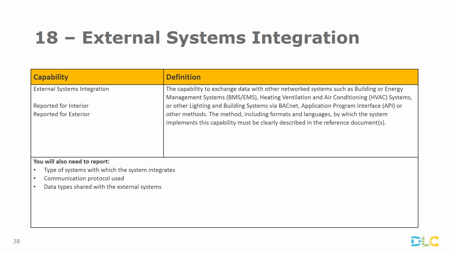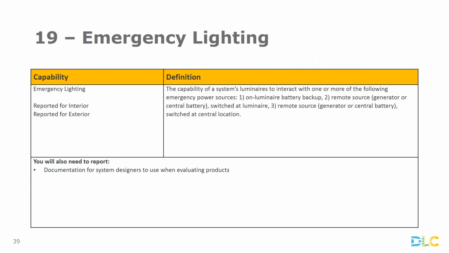If you are going to claim this capability, which is again reported, we ask that you show documentation for how it works. So something as simple as "we do BACnet" would not be sufficient. We'd like to see some kind of a certification document or other kind of guide for how to implement BACnet links between your lighting system and this external systems integration, along with which data types are actually shared. There's a wide range, even within a certain protocol, for what exactly you're sharing, and that would be important information for users to understand.